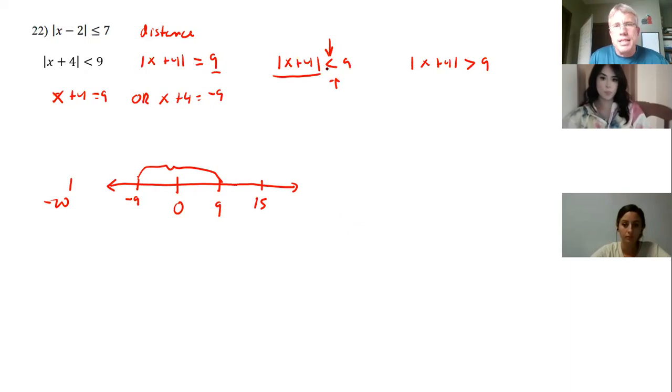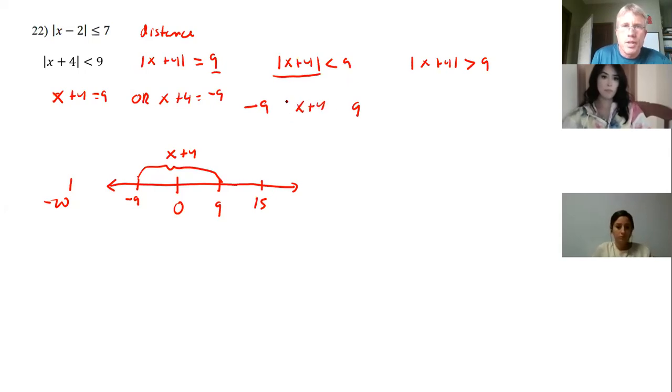So with the less than symbol, you always get the and inequality, because the x plus 4, where does the x plus 4 need to live? It needs to live between the two numbers. If it's outside of those two numbers, it's further than 9 away from 0. So if it has to be between them, then you can put it between them. X plus 4 needs to be between those two numbers. Otherwise, it isn't less than 9 away from 0.